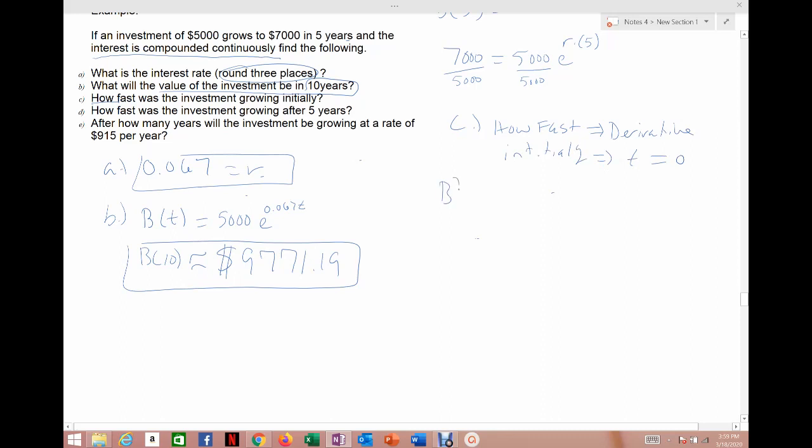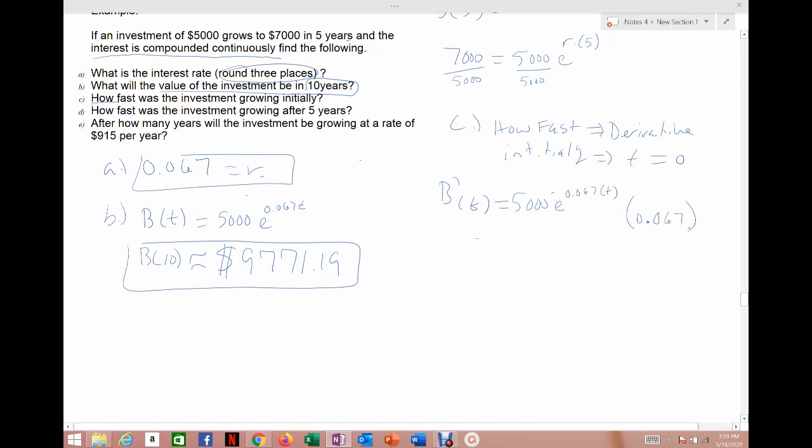So derivative first. Again, we did a bunch of these in the last set of notes. The derivative is always: write the original expression down. Derivative of the e is the e, so 5,000 e raised to the 0.067 times time, but then we're not done. We have to remember to multiply by the inside, which means multiply by that decimal 0.067.